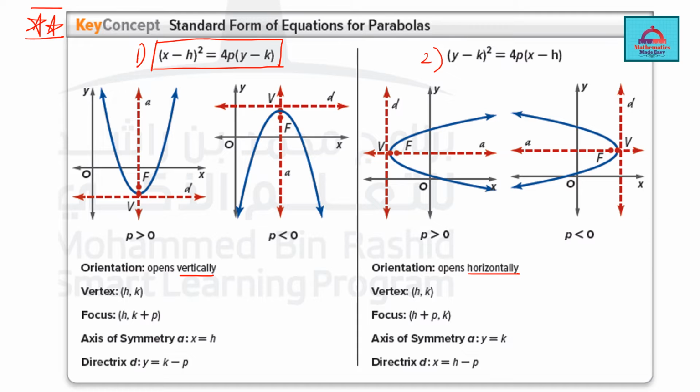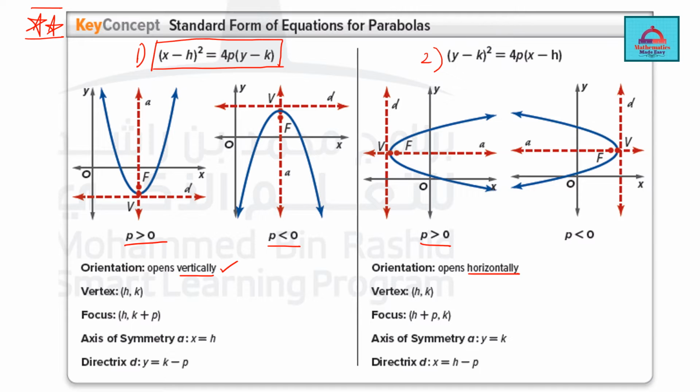So this is opening upward, it's a U-shaped parabola. This is an inverted U opening downward. So if your p is positive, it opens up. If p is negative, it opens down. Accordingly, it has vertical orientation, meaning the axis of symmetry, which is dividing it into two parts, is vertical.